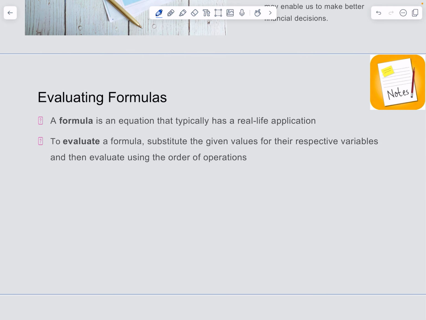Here's our first definitions. Evaluating formulas is going to involve a formula, which is an equation that typically has a real-life application. Like I said, in terms of finance, we can apply it to our lives. To evaluate a formula, we substitute given values into the variables and then use order of operations to find that value. So this is where we're plugging in values for time, maybe the length of time we hold an account, and find out how much we're going to earn, things like that.